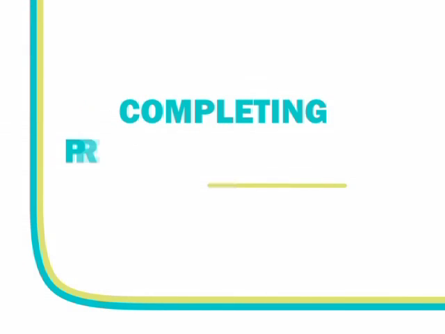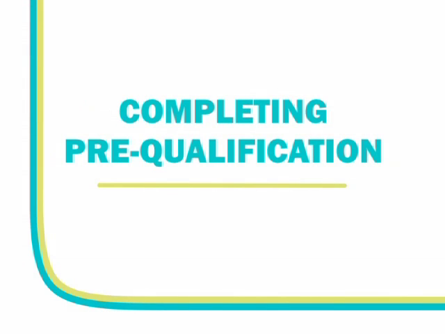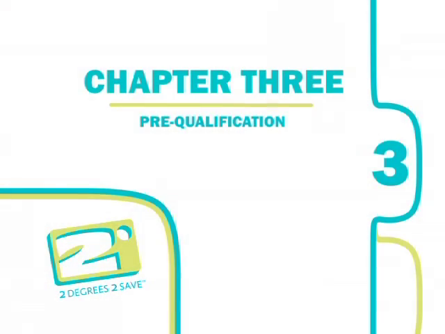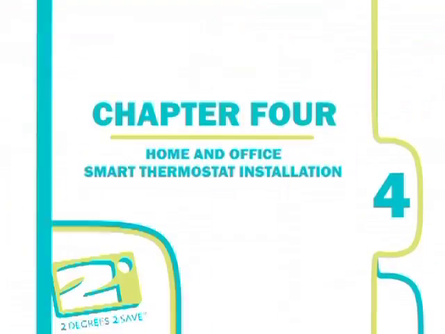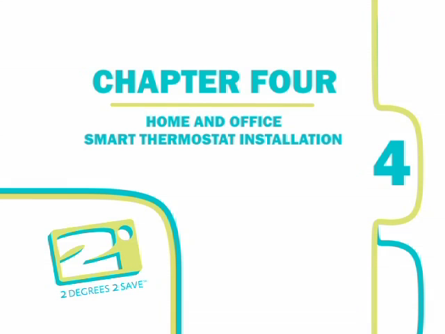If the customer's heating and cooling system passed the pre-qualification and the backup smart thermostat is displaying 2 dashes, return to the customer to inform them they will be able to receive a smart thermostat. If the customer's systems did not pass pre-qualification, you will need to decline the installation. Explain to the customer what issues you noticed and record them on the work order. The next chapter will discuss the installation procedure for the smart thermostat and switch for a home and office.